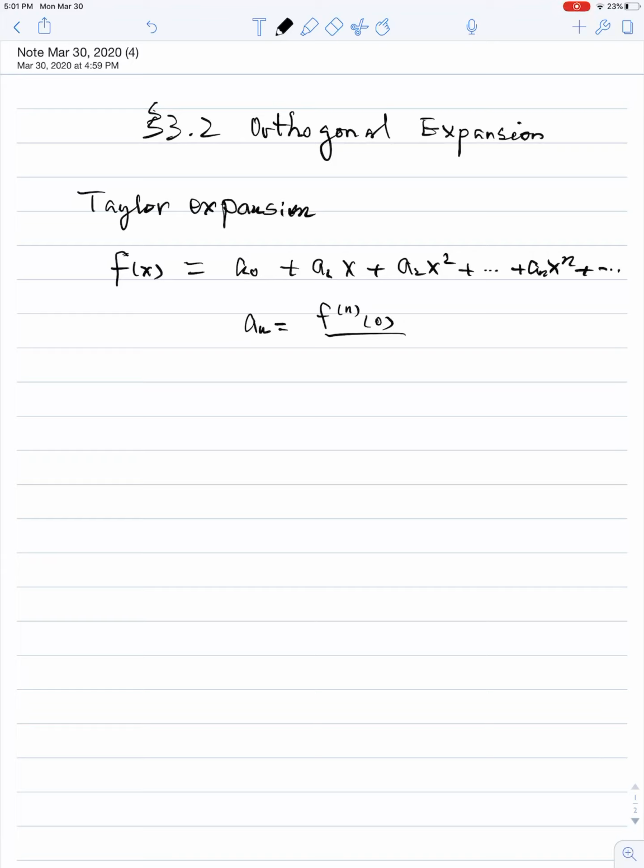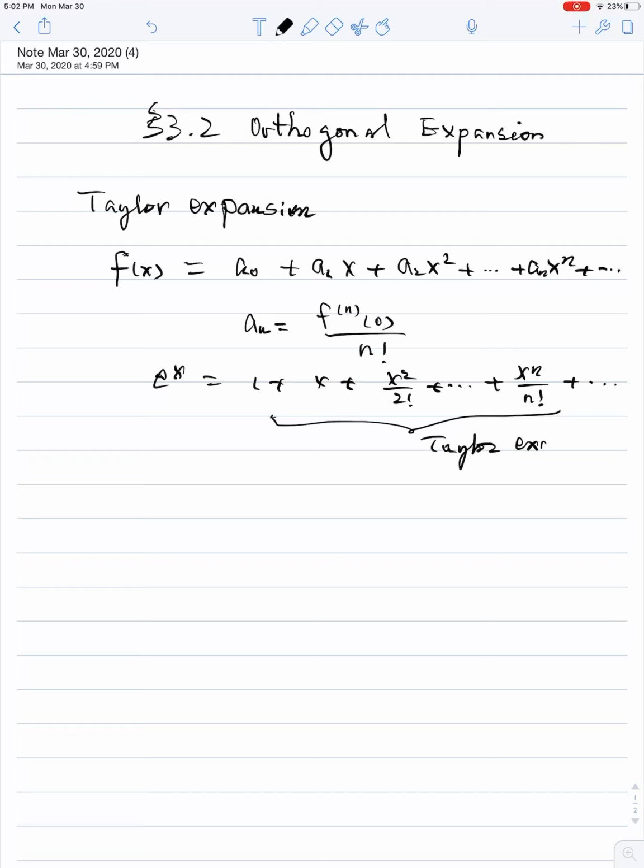at the point 0 over n factorial. So one example that we have is e^x equals 1 plus x plus x squared over 2 factorial plus ... plus x^n over n factorial. So this is the Taylor expansion of the exponential function.